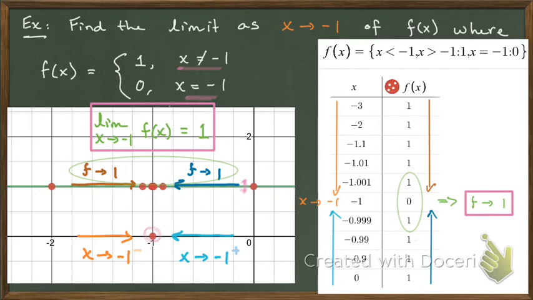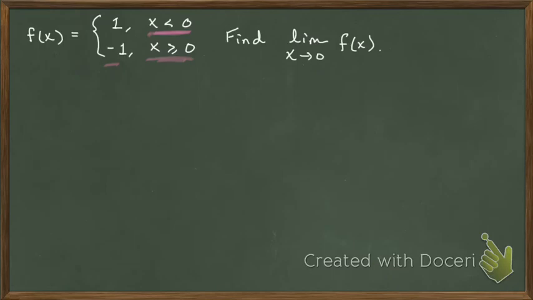I'm going to do another similar example with a slightly different piecewise function, and we're going to see what happens. Here now, f of x is 1 when x is less than 0, and minus 1 when x is greater than or equal to 0. Again, I want the limit as x approaches 0 of my function here. And I'm going to go right to a graph of this, and I can graph this by hand pretty easily. I'm going to bring in a screenshot again.